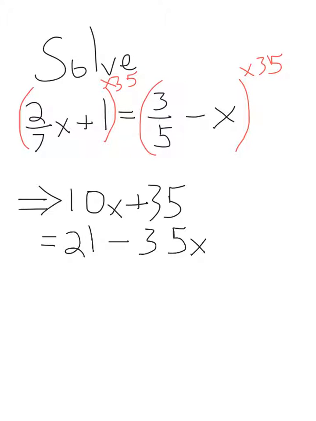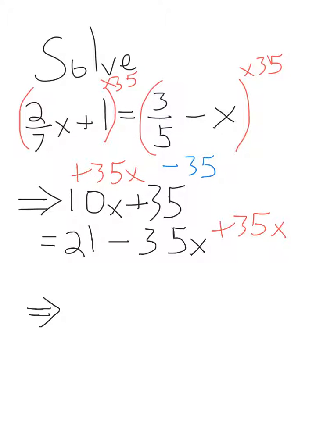Alright. So after that, we get our variable on one side of the equal sign and our constants on the other. Let's get our variable on the left-hand side, I guess. So we're going to add 35x to both sides. And at the same time, we can get our constant over to the other side. So let's subtract 35 from both sides.